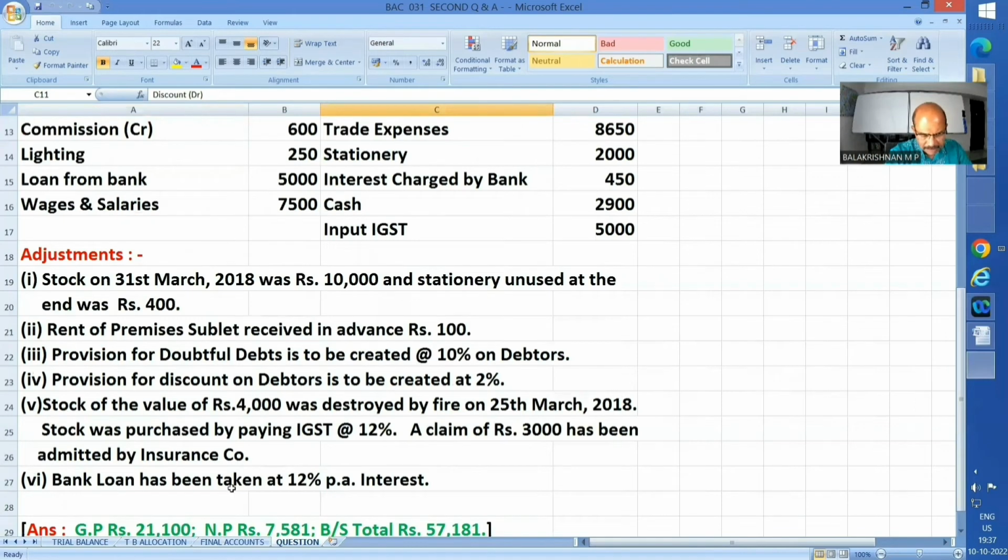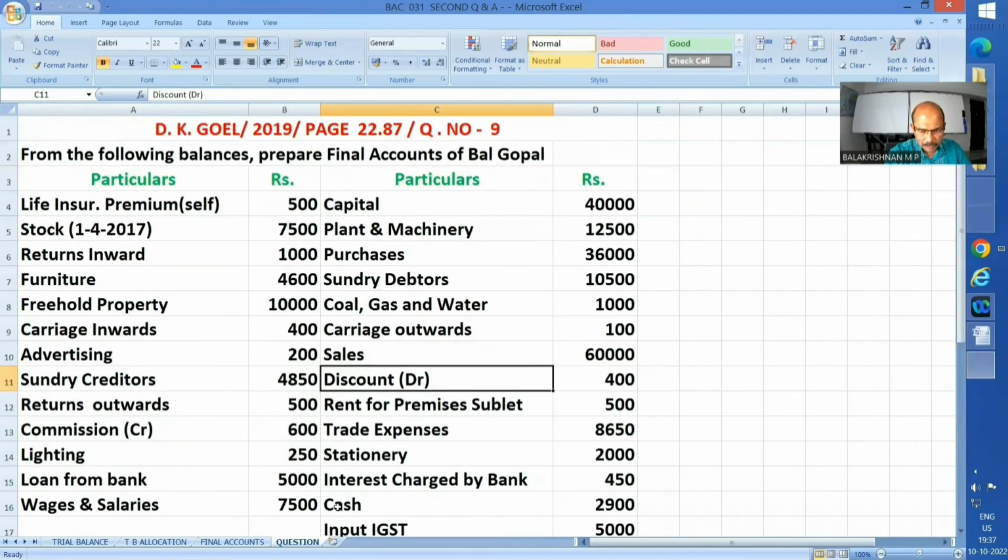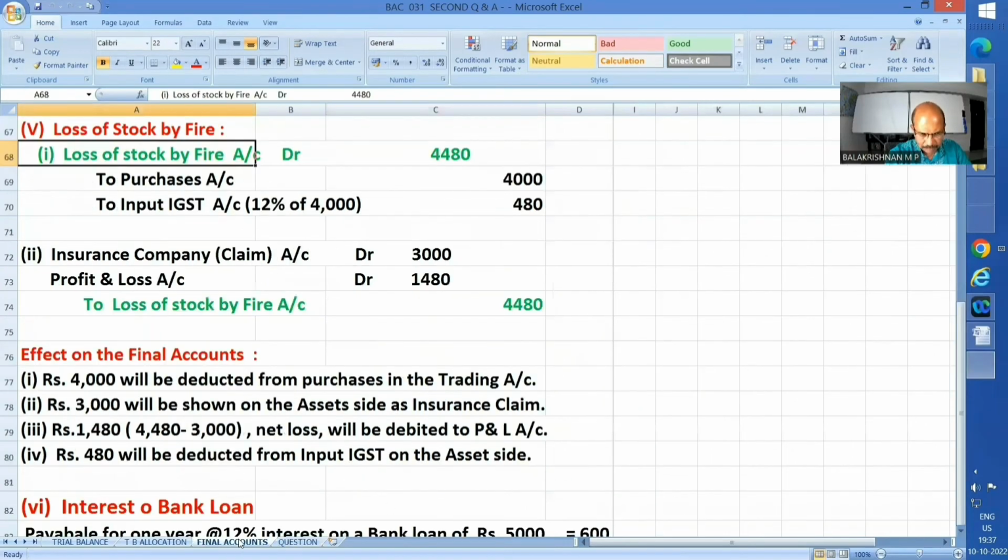Bank loan has been taken at 12% per annum interest. They give it this way because you should check whether you have paid the bank loan interest properly. You will find that you have paid interest charges to the bank of only 450. Is it the amount you have to pay? You have to check it. Well, it is like this.